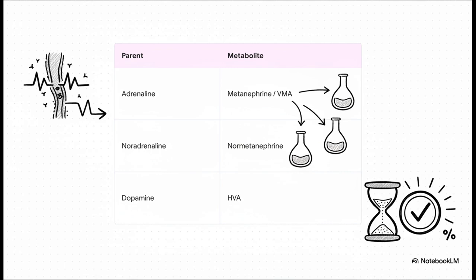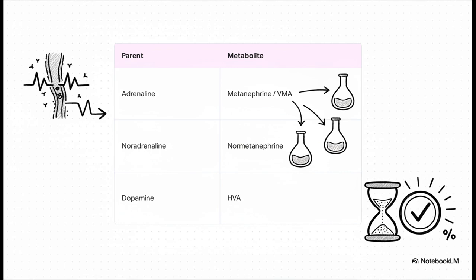Instead, we have to look downstream at the metabolites, and this brilliantly illustrates why measuring parent catecholamines directly is basically useless. Their secretion is just too highly pulsatile. Instead, we look at the breakdown products. Adrenaline is metabolized to metanephrine and VMA. Noradrenaline breaks down into normetanephrine. Dopamine breaks down into HVA.